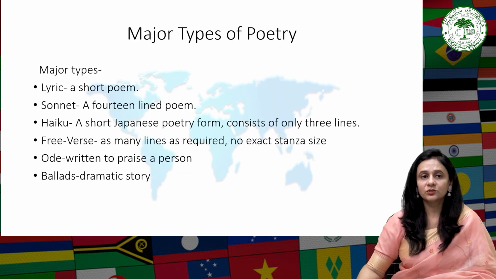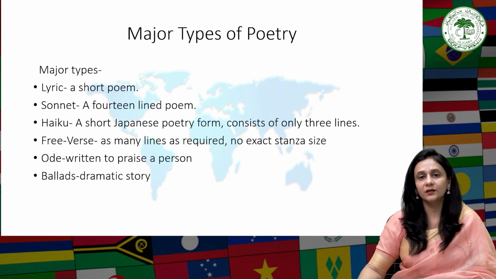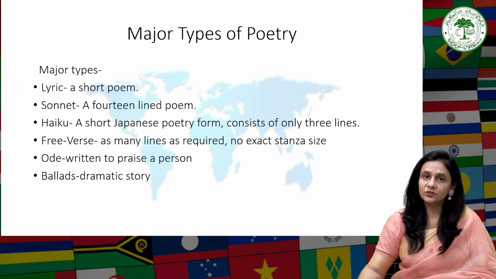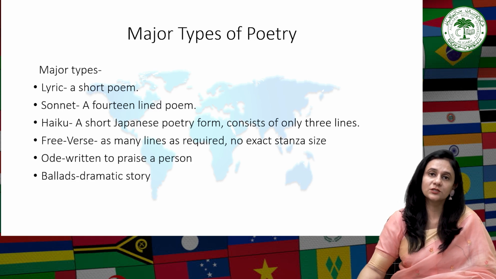Let us talk about major types of poetry. I have here mentioned some of the most prominent forms of poetry. We have lyric, which is a short poem, while sonnet refers to a 14-lined poem, and haiku is an ancient form of Japanese poetry that has become very popular in the present era all around the world, and it is very remarkable because of its small size. Haiku consists of just 3 lines.